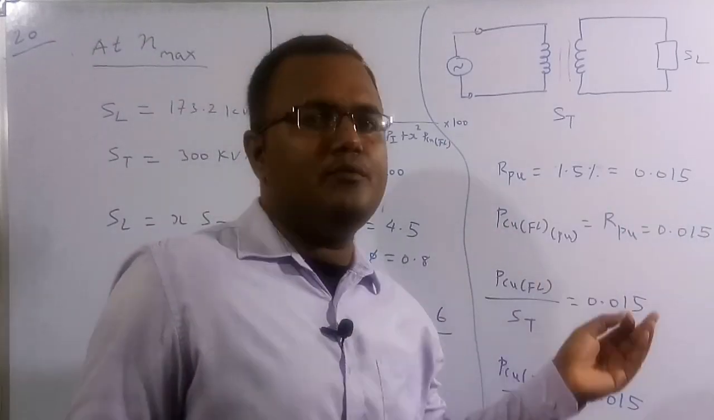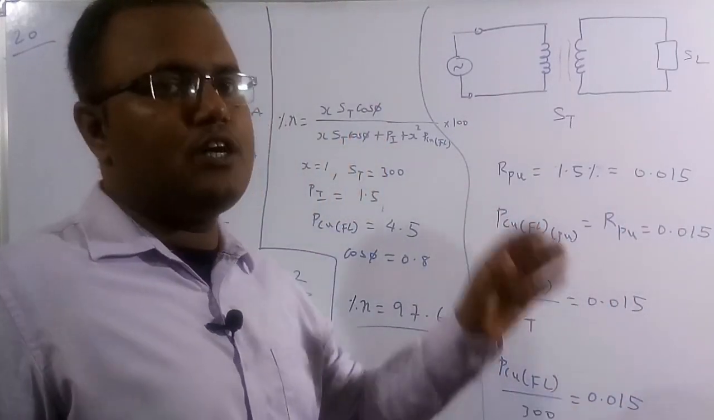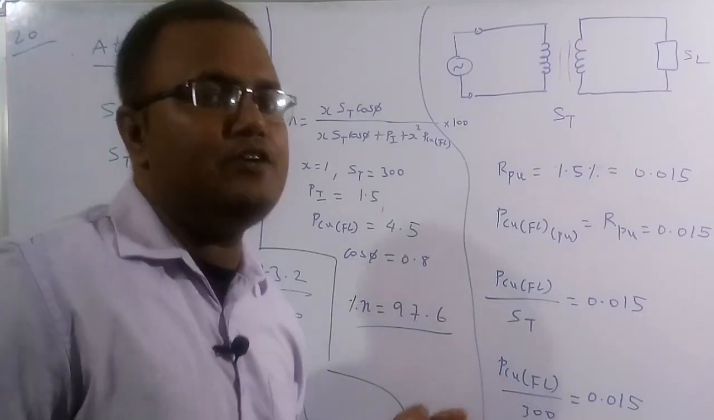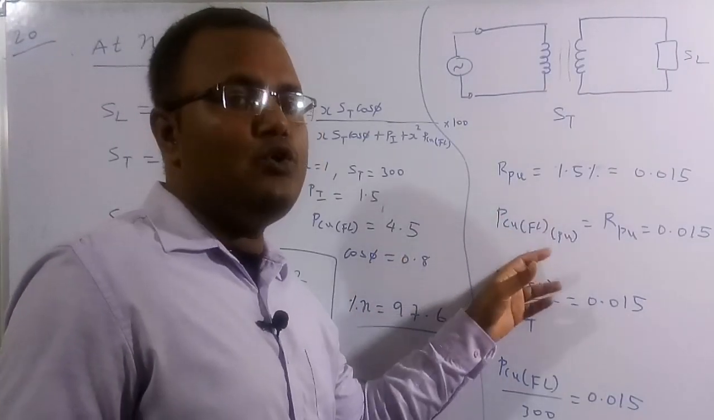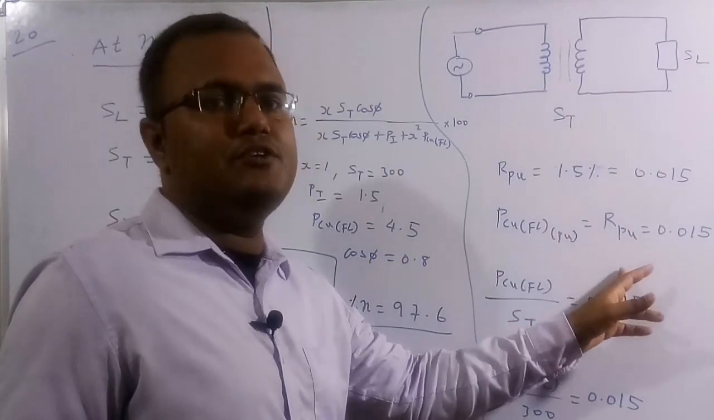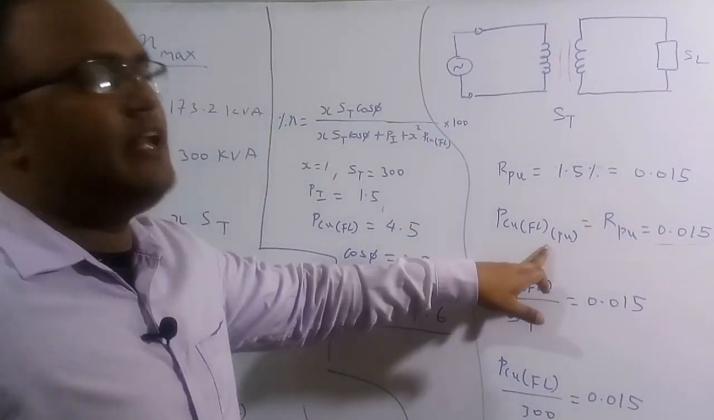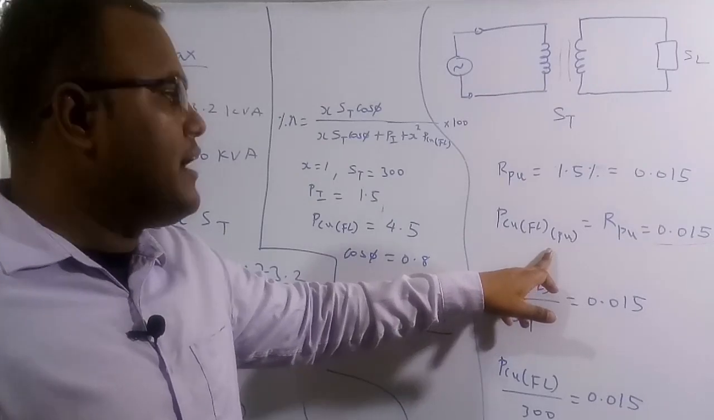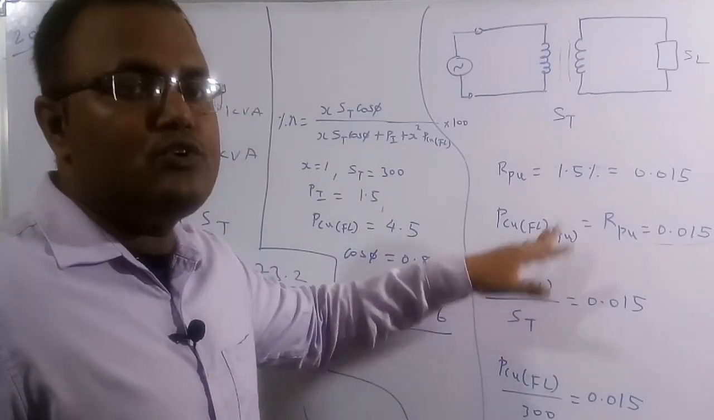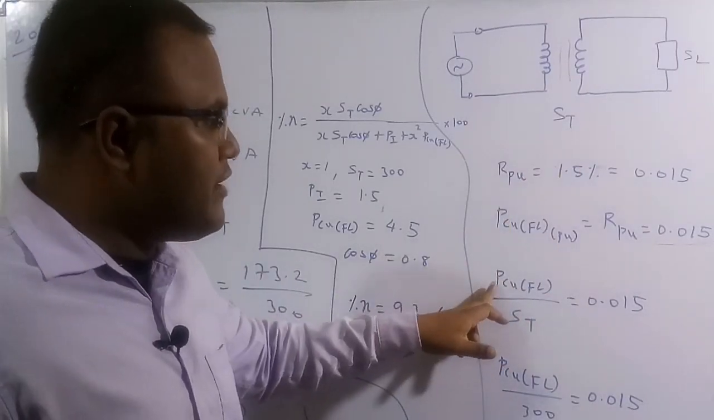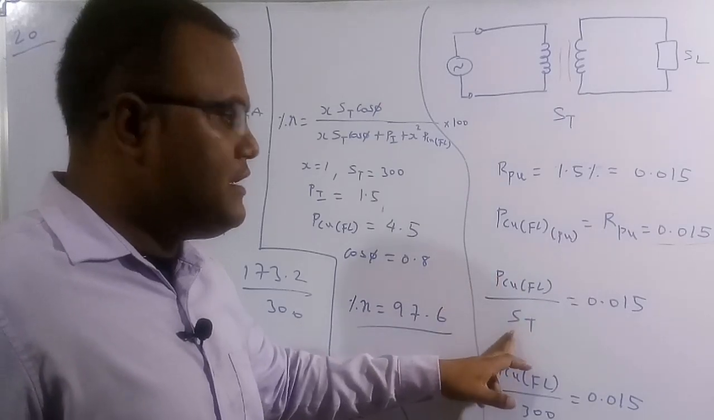So basically in a transformer, R per unit is equal to the copper loss at full load in per unit value. So therefore the copper loss at full load in per unit value is equal to R per unit, so it is 0.015. This is a per unit value, but I want to know the actual value. Per unit is equal to actual by base value. So the actual value is the copper loss at full load by the base value.